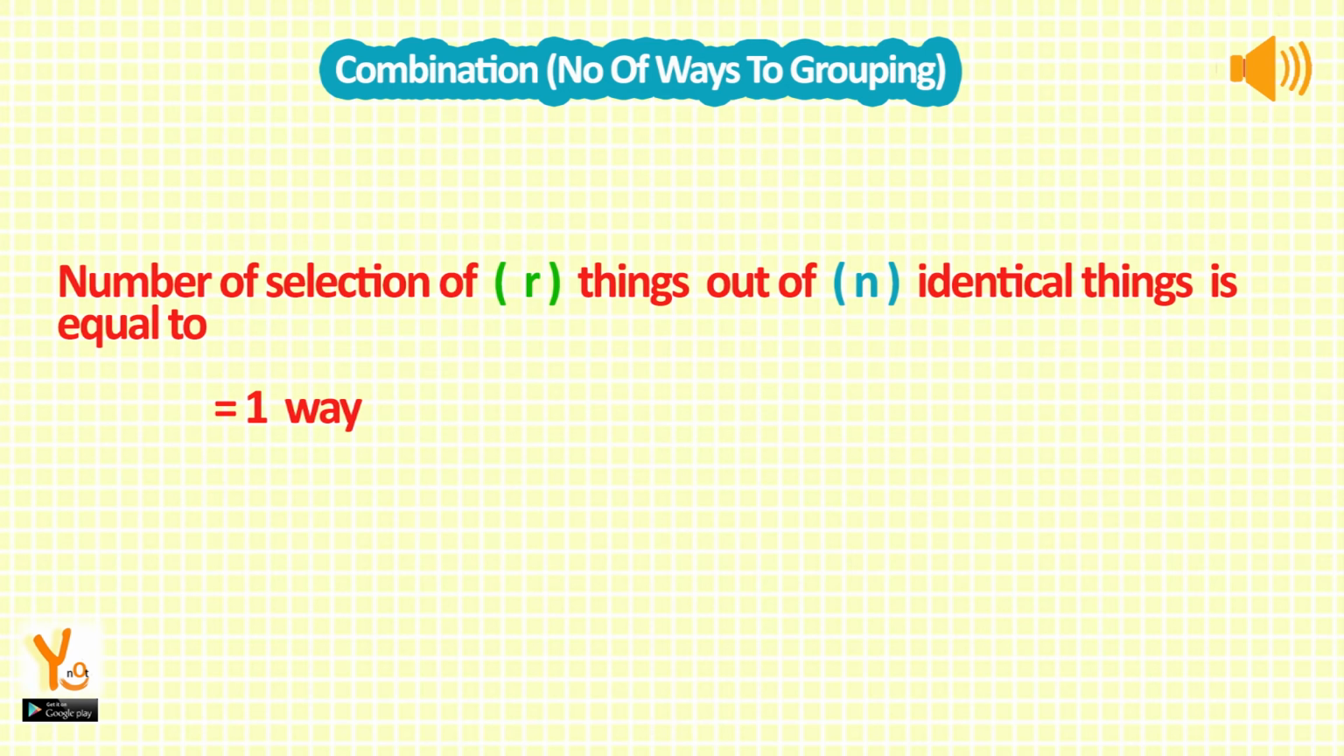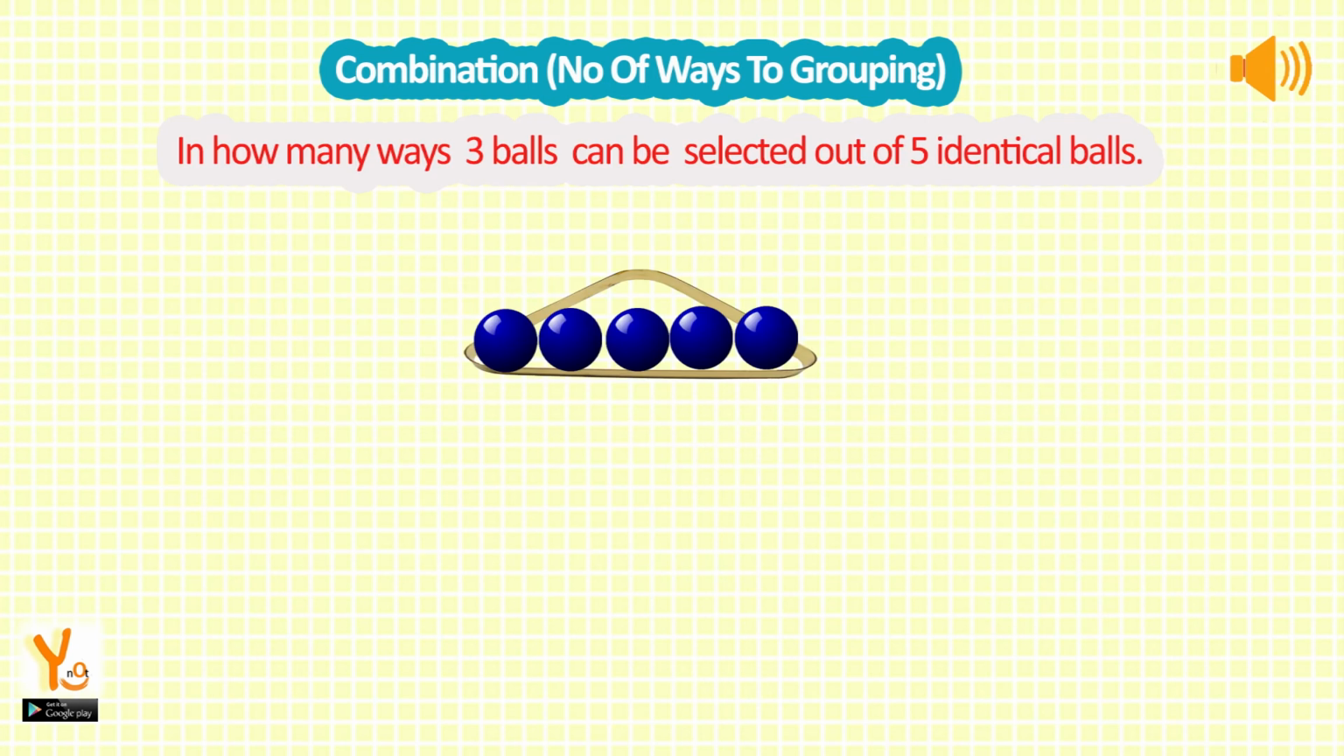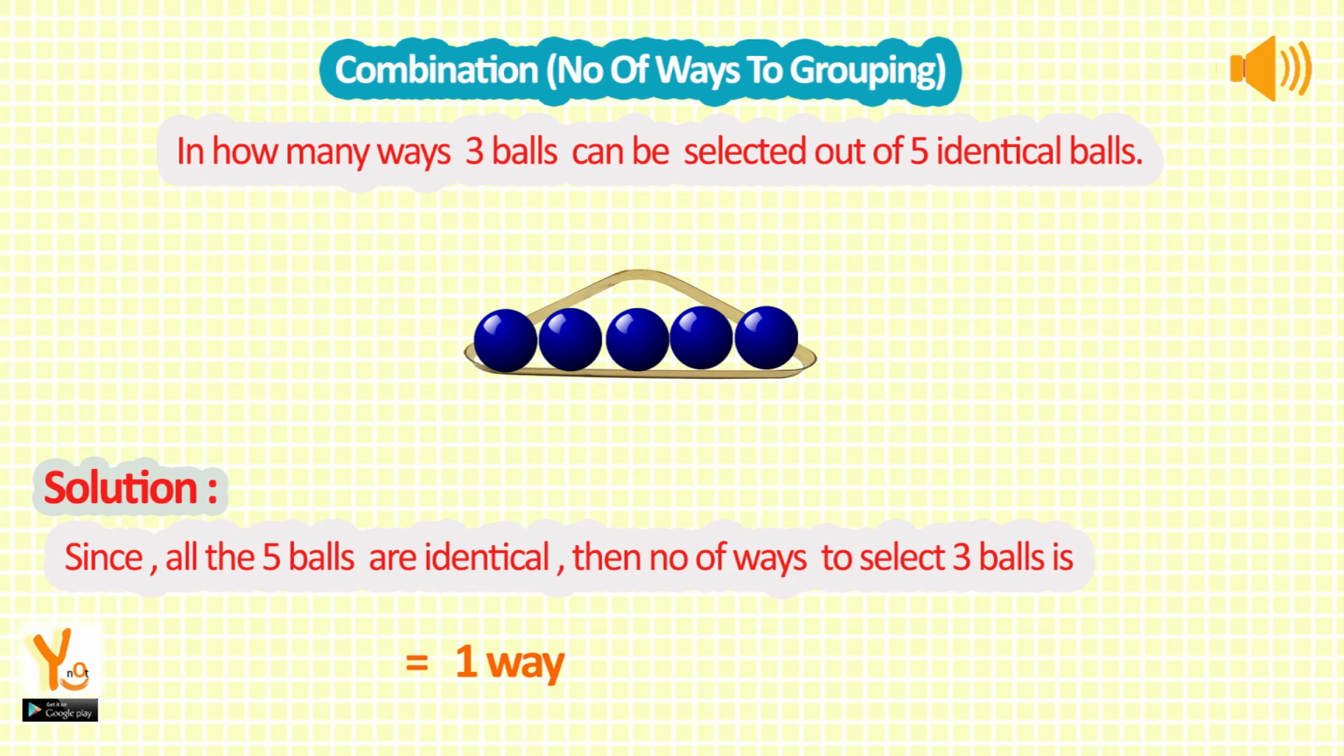Another special case: the number of selections of r things out of n identical things is equal to 1. Let's understand by an example. In how many ways can 3 balls be selected out of 5 identical balls? Solution: since all the 5 balls are identical, the number of ways to select 3 balls is equal to 1 way.